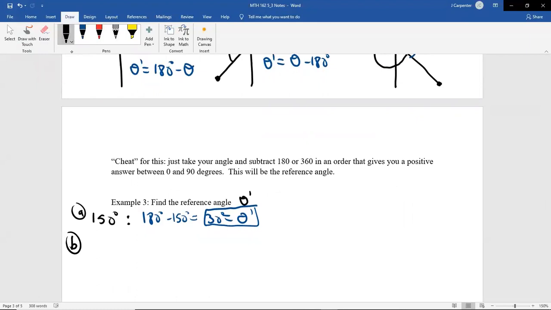How about 300 degrees? So maybe you start out trying to do 180 minus this. It's going to be negative, definitely wrong. Swap it. Maybe you do 300 minus 180. So I'm going to write something that I'll erase in a second. 300 minus 180 would be 120.